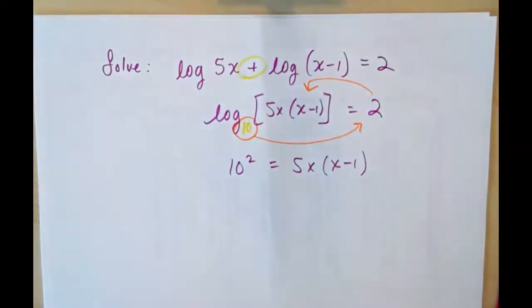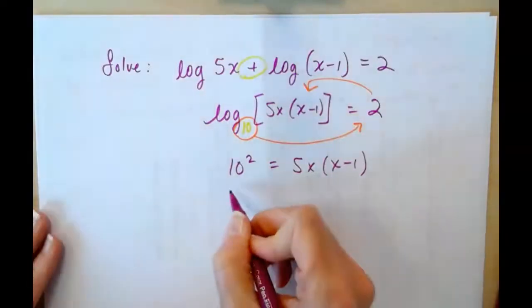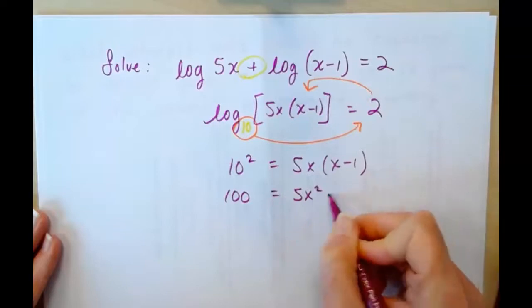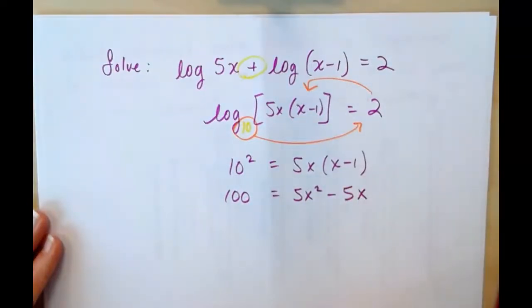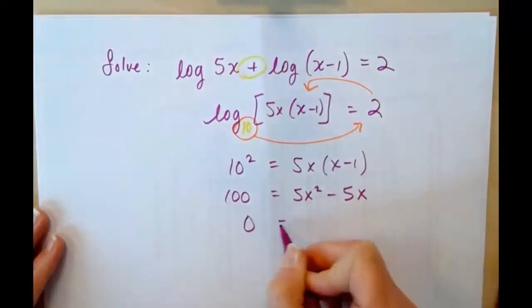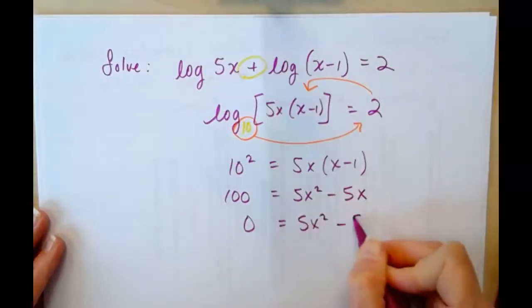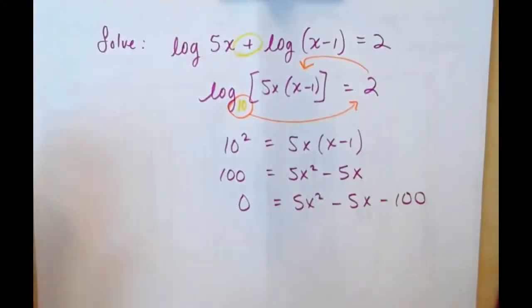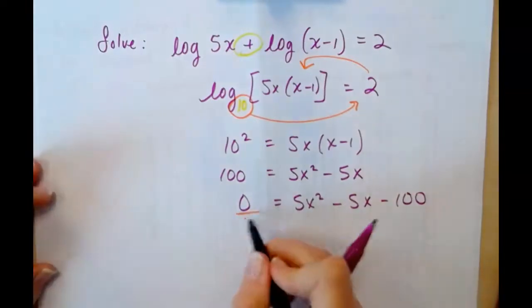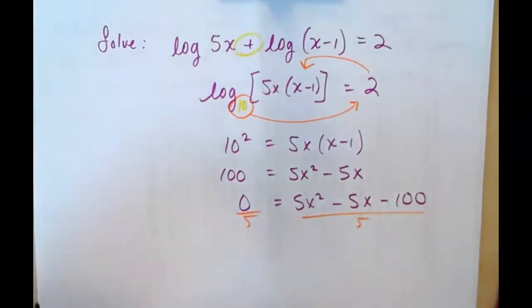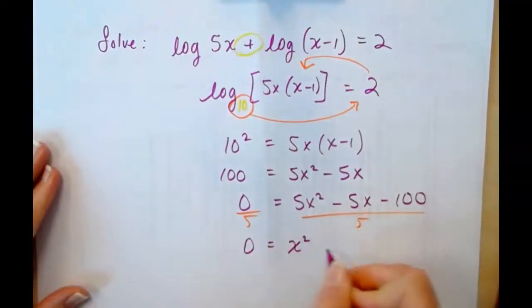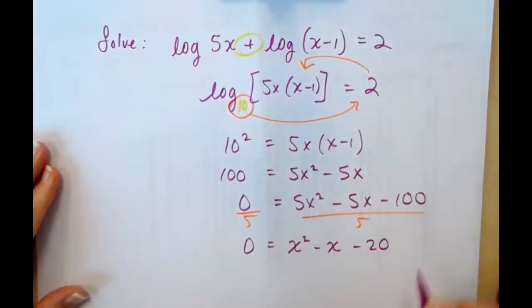And this becomes a quadratic equation that needs to be solved. So 100 equals 5x squared minus 5x. 0 equals 5x squared minus 5x minus 100. What should we divide everything by, guys? 5. Divide by 5, divide by 5. Make all those numbers smaller by taking out that GCF. 0 equals x squared minus x minus 20.